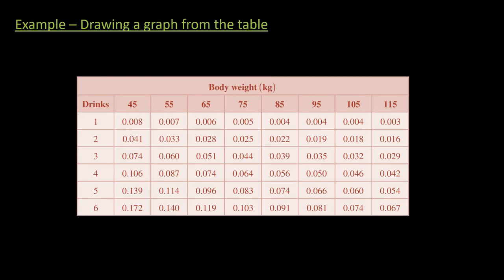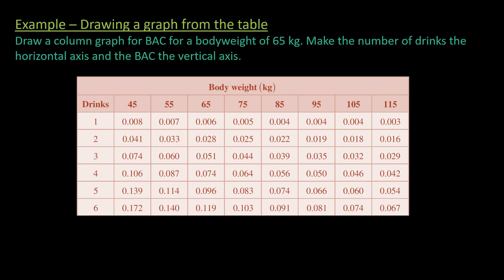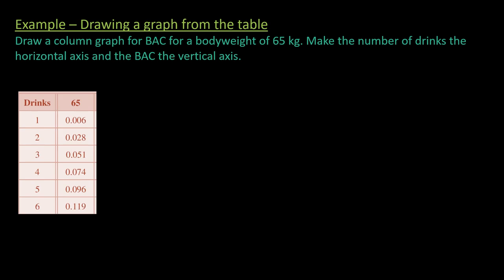You can draw a graph from the table also. So draw a column graph for BAC for a body weight of 65 kilograms. Make the number of drinks the horizontal axis and the BAC the vertical axis. So in this column graph, we are only interested in the blood alcohol content of people with a weight of 65 kilograms. So we're going to simplify that down. We're only worried about this one. So we'll make a little mini table over here. So after 1 drink, for someone that weighs 65 kilograms, their blood alcohol content is going to be 0.006 and so on.